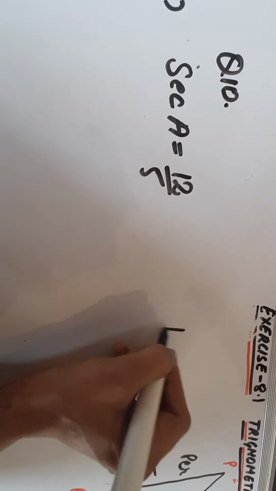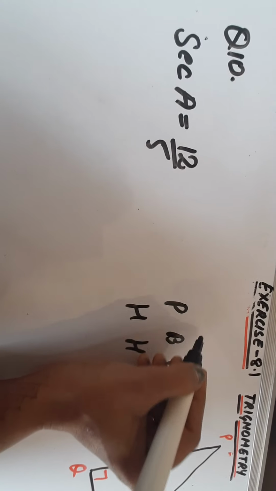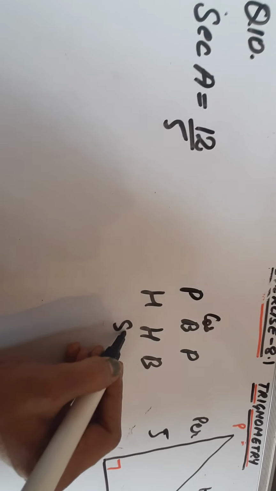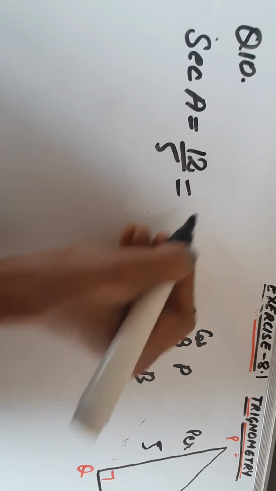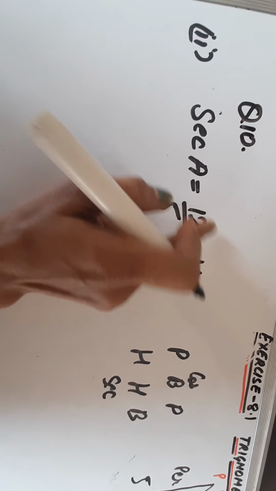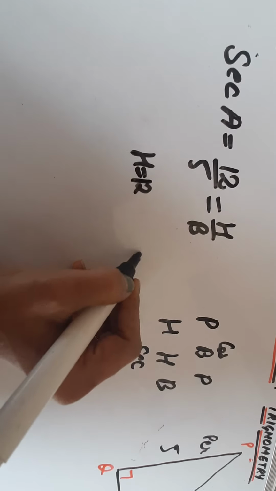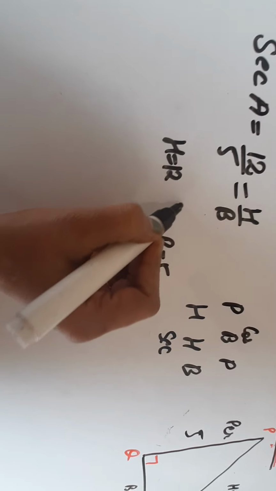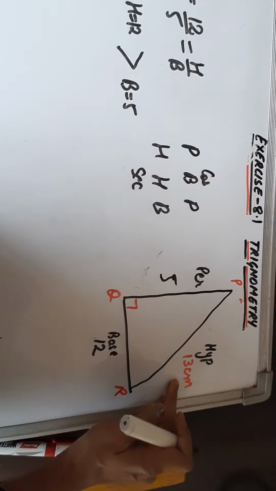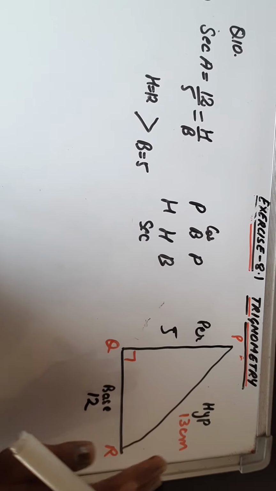So again dear students, to check whether this is possible or not, we need to write the ratio of the two sides. And as you can see that secant is reciprocal of cos, so the ratio of secant will be hypotenuse upon base. Now if I'll compare the ratio, hypotenuse is 12k and base will be 5, means hypotenuse is greater than base. And you all know, yes, hypotenuse is always greater than perpendicular and base.